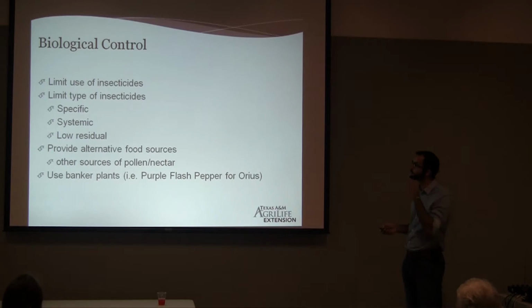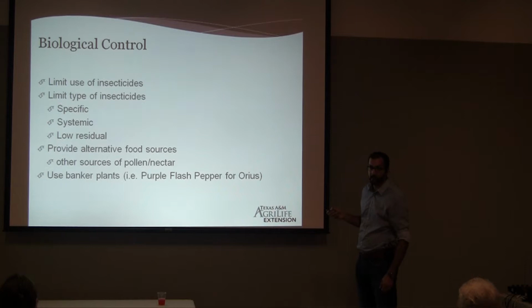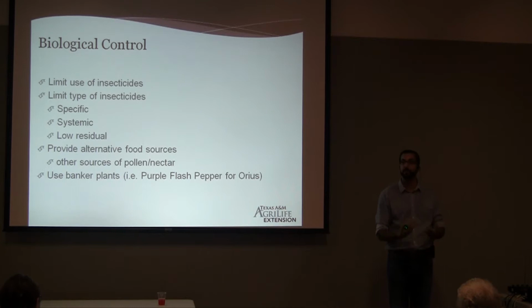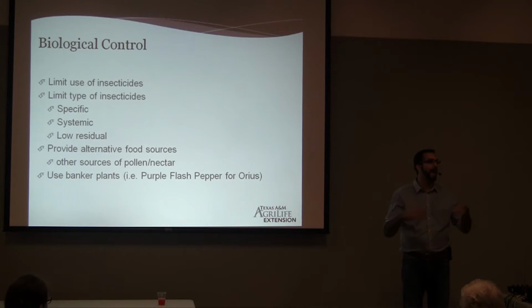You want to limit the type of insecticides. You want things that are pretty specific. Things that are systemic would be ideal, if you can put it in the soil and it's taken up by the plant, and anything feeding on the plant is killed rather than having to spray the entire plant. And something that's low residual, that won't stay there for a long time. So the nice thing about insecticidal soap is that if you apply it when you don't see any predators on there, and the predators come afterwards, they're not going to be harmed. So that's a good thing.